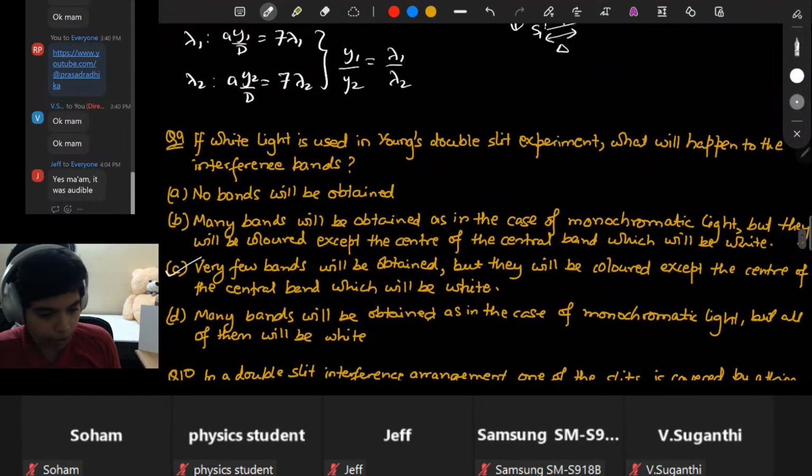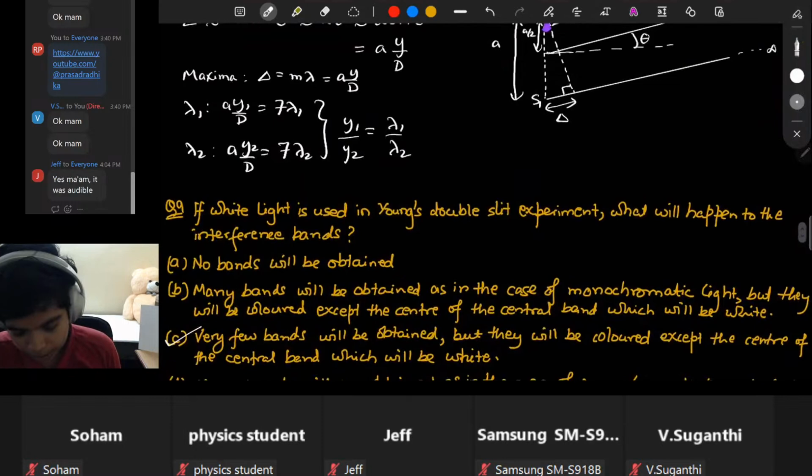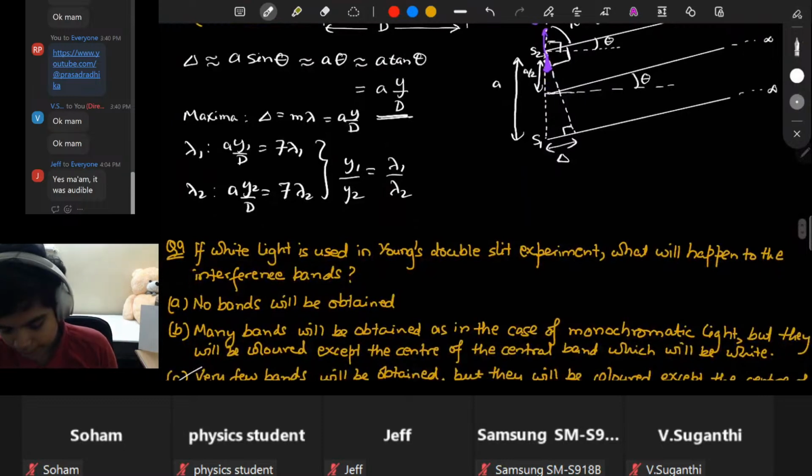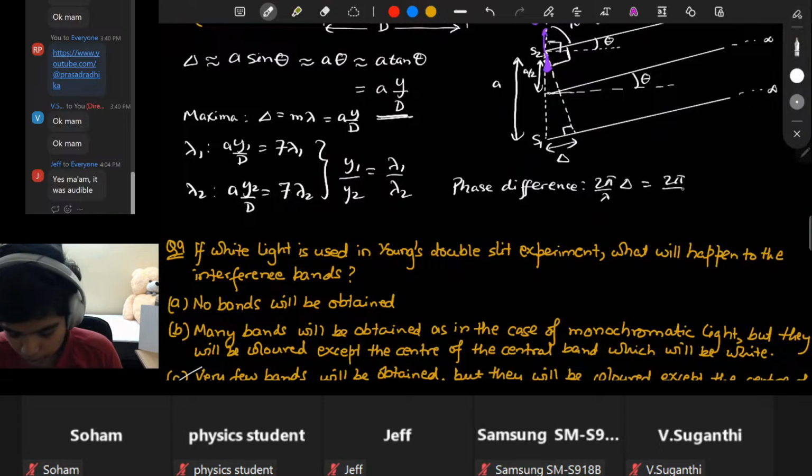Now in white light interference, each of the wavelengths will interfere and give corresponding maxima and minima for that particular wavelength. So from here, let me come to this. Path difference was A y over D. So this gives me the phase difference. What is phase difference? It is nothing but 2 pi over lambda times path difference. So this is 2 pi over lambda A y over D.